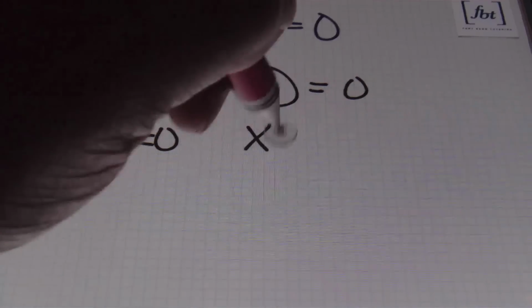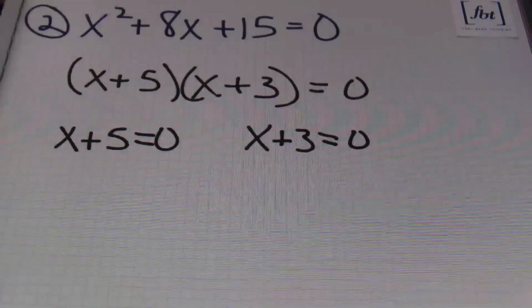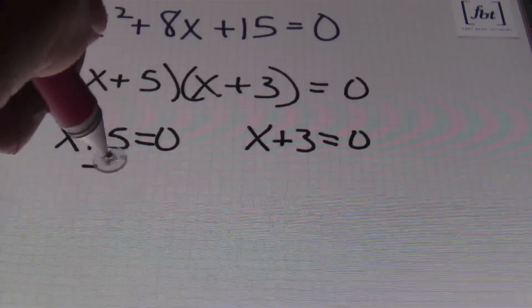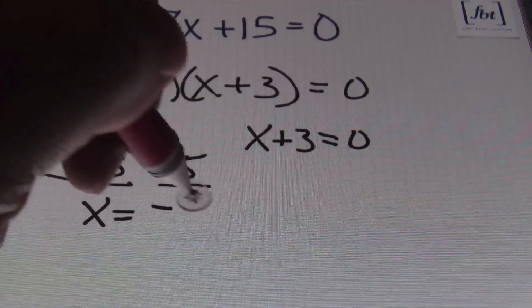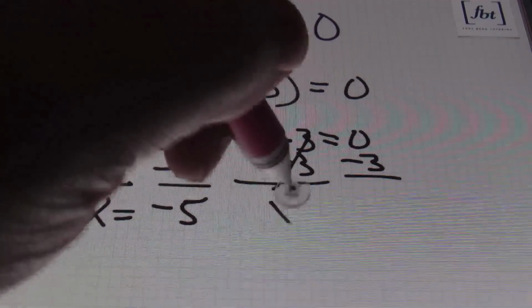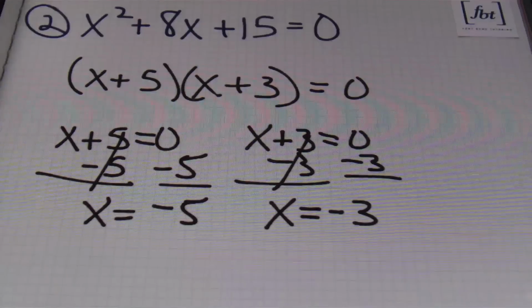I also have x plus 3 equal to 0. And then I'll be subtracting 5 from both sides. Okay. And then x equals negative 5. And then I'll also subtract 3 from both sides, and I'll end up with x equals negative 3. So here are my solutions.